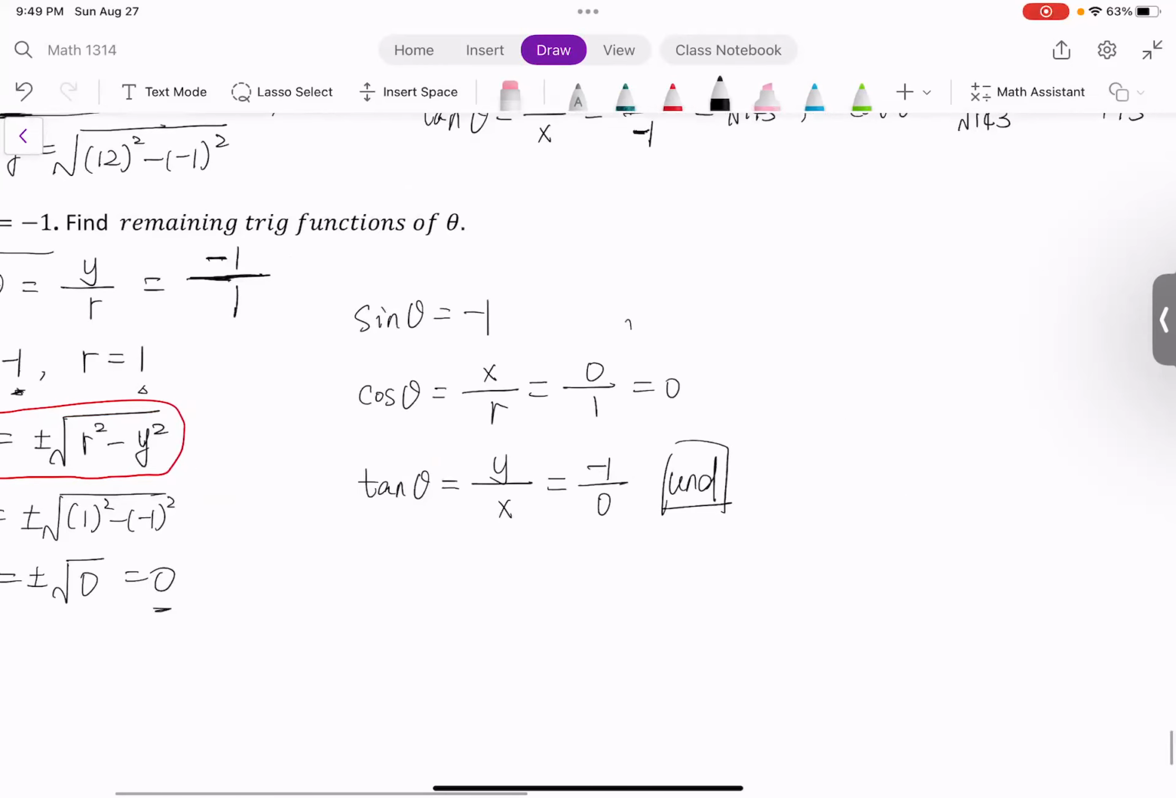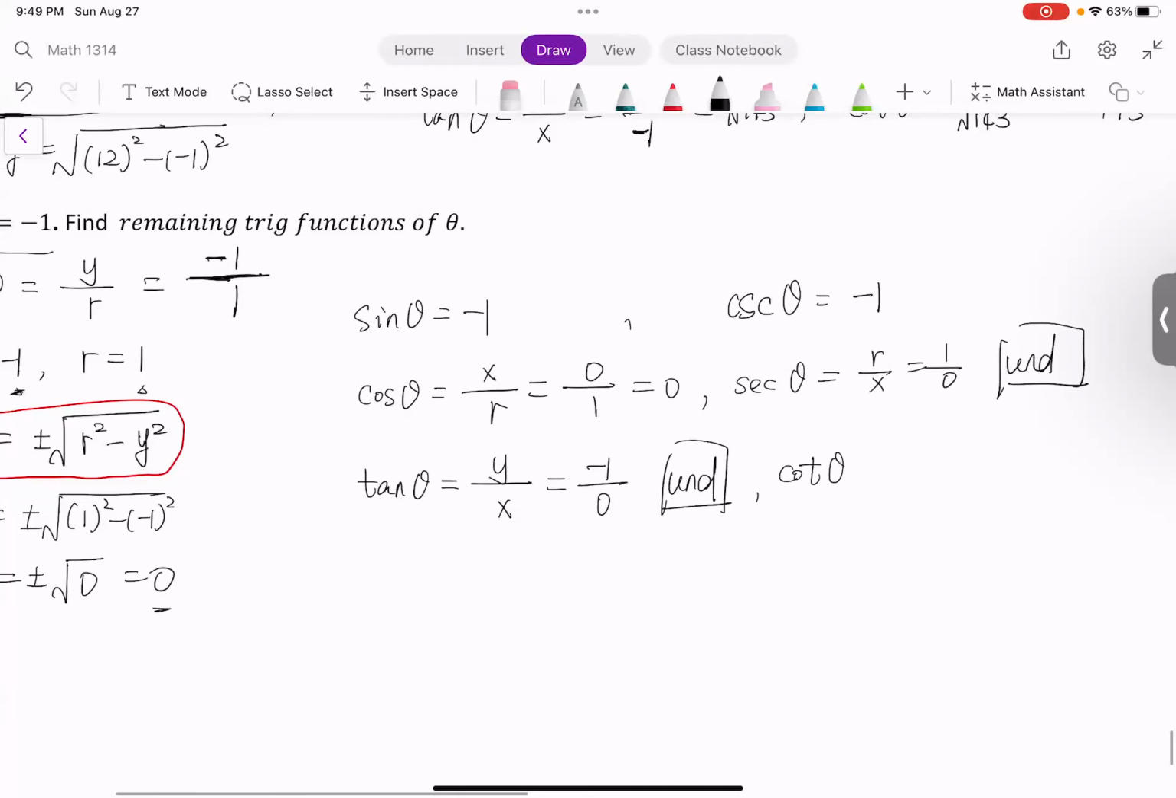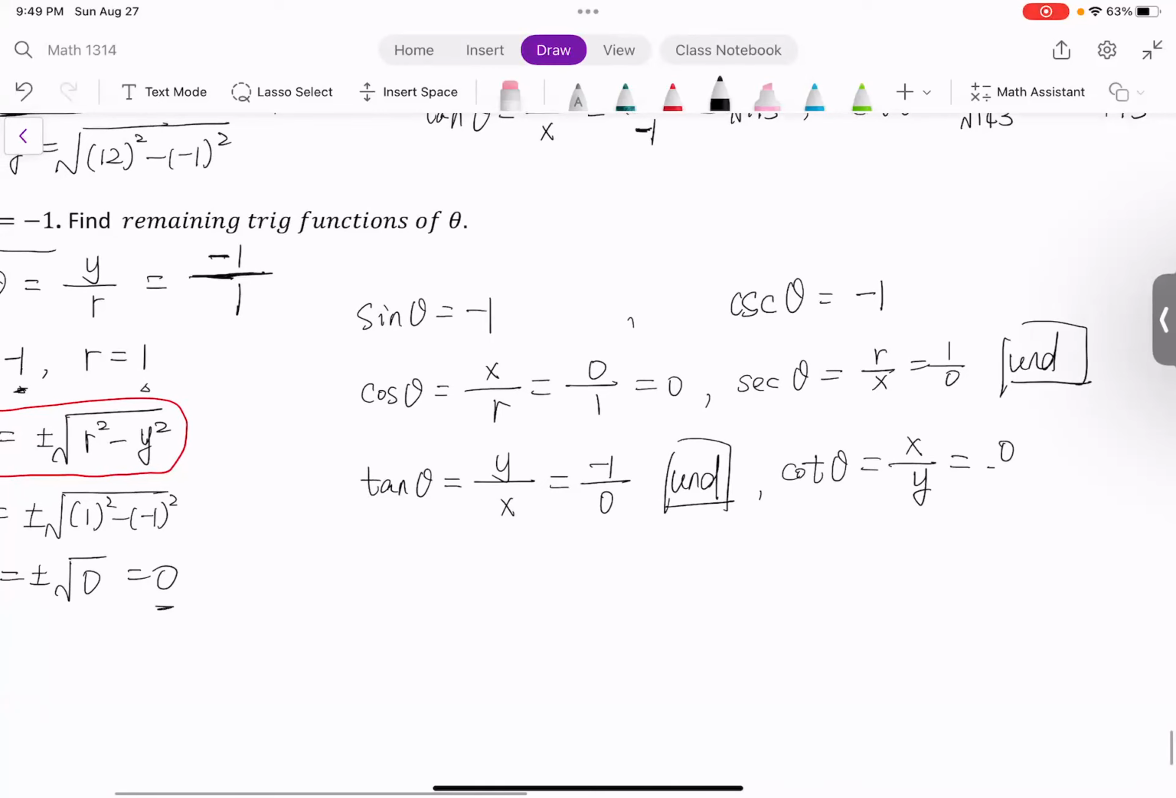How about their reciprocals? The reciprocal of sine is cosecant. Cosecant theta is also negative 1, the reciprocal of negative 1. And secant theta is r over x, 1 over 0, undefined. How about cotangent theta? Cotangent theta is x over y, 0 over negative 1, it is 0. All right, we solved the 6 trig functions.